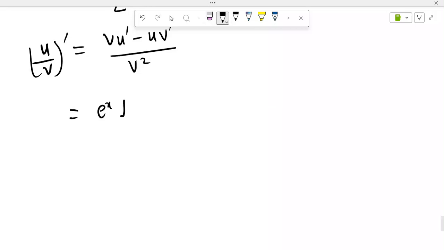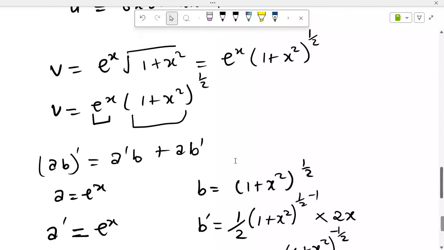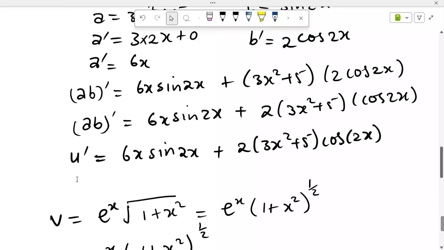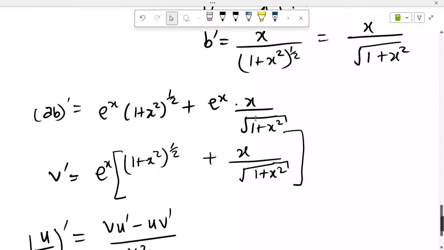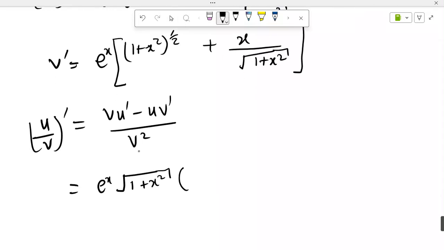Okay, so let me write it like this: 1 plus x squared. This is my v, multiplied by u prime. So what is u prime now? We found u prime, this giant equation here: 6x sine 2x, plus 3x squared plus 5.